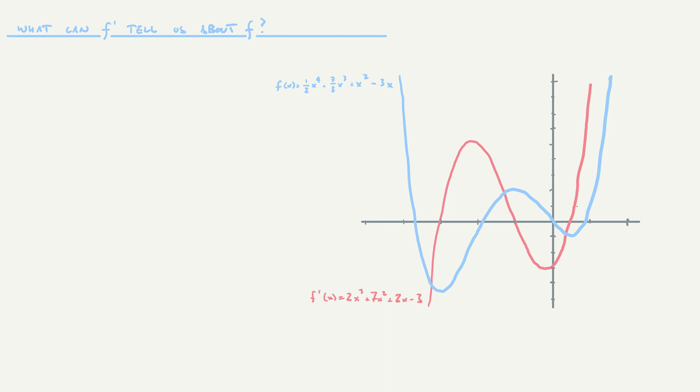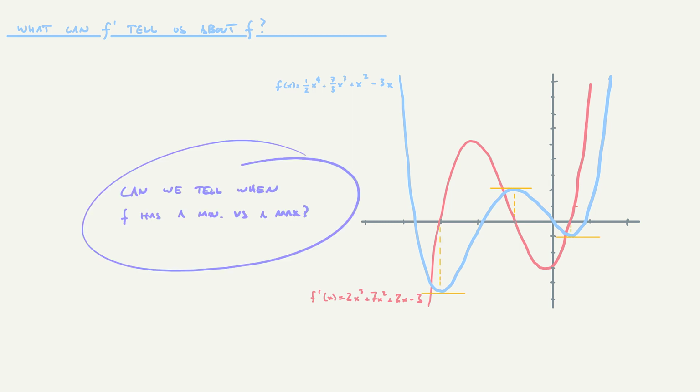All right, so we have two graphs here. The first one, the blue line, is given to be f of x equals 1/2 x to the fourth plus 7/3 x cubed plus x squared minus 3x. The derivative, f prime, is equal to 2x cubed plus 7x squared plus 2x minus 3. And what I want to do is try to figure out if we can determine, we already know that f has some kind of local extrema whenever there's an x-intercept for the derivative function.